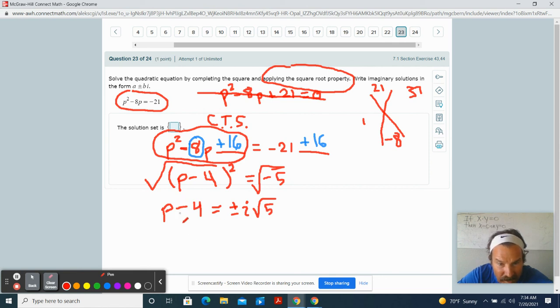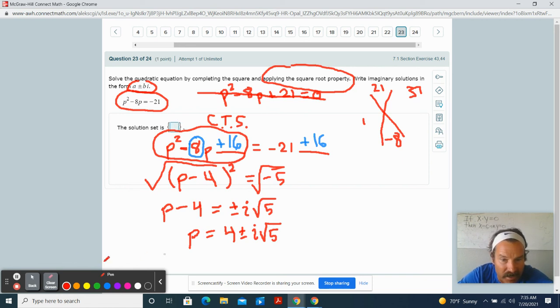There's one last step here. I need to get this 4 over on this other side. So when I add 4, it's customary to just put the 4 in front. So you notice the form a plus or minus bi. So it's 4 plus or minus i root 5.